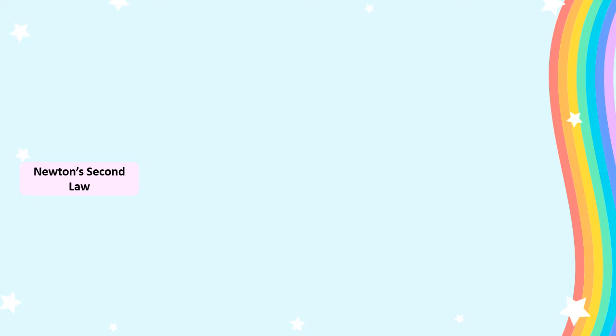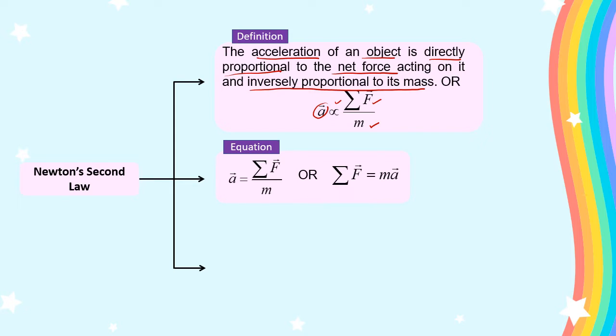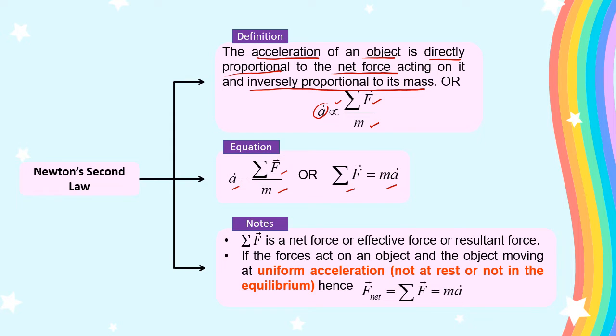Now let us see Newton's second law. Newton's second law states that the acceleration of an object is directly proportional to the net force acting on it and inversely proportional to its mass, or a is directly proportional to total force and inversely proportional to mass. The equation is a equal to total force over m, or total force equal to ma. Total force is a net force, or effective force, or resultant force.